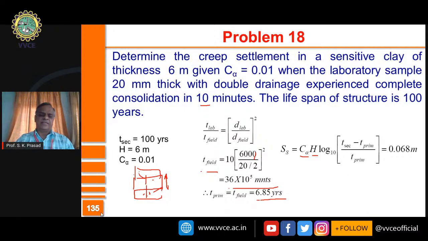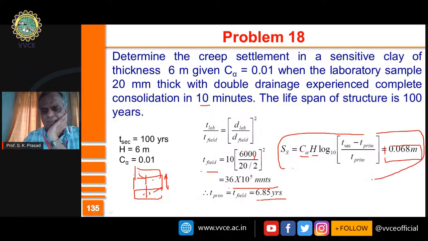Time taken for secondary consolidation, you can assume that the lifespan of the structure is 100 years. You can take that. C alpha is known, H is known, time for secondary settlement is known. Therefore, you have to find out the secondary compression, and the value is found to be 0.068 or 68 millimeters. So here also you are required to remember this formula.